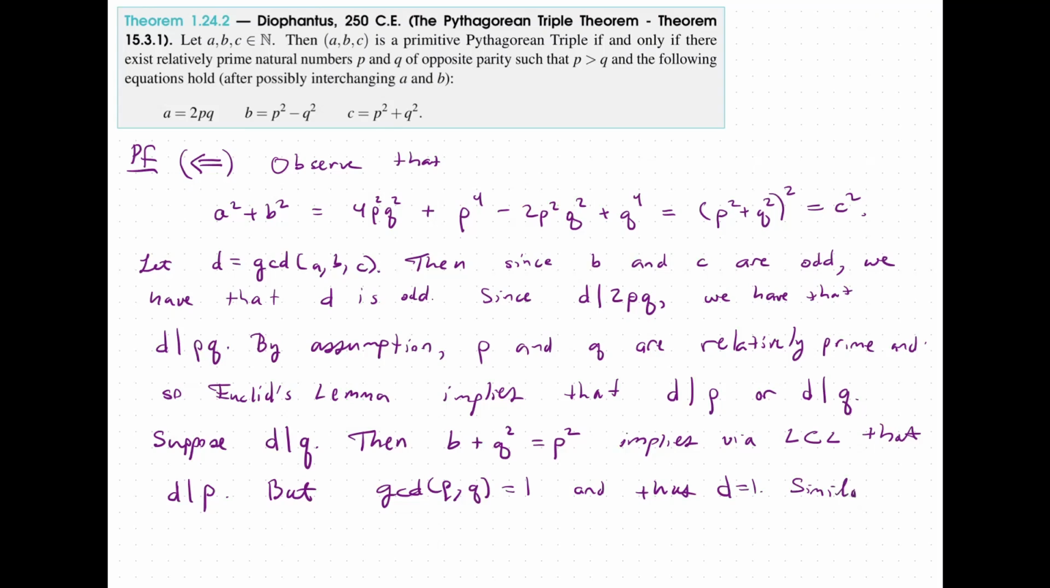And a similar argument holds for D divides P, which concludes this direction. Because of course if D divides P, we can do the same exact argument, where we could look at B minus P squared equals negative Q squared. Linear combination lemma will imply D divides Q, and so we get the result we want. So that takes care of the backwards direction. Let us go ahead and now show the forward direction.